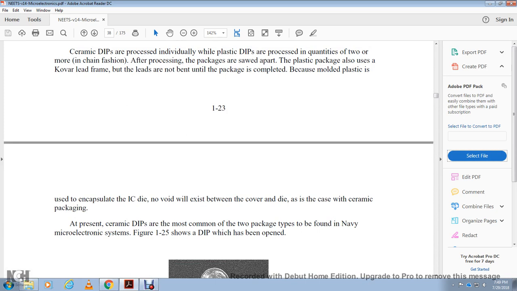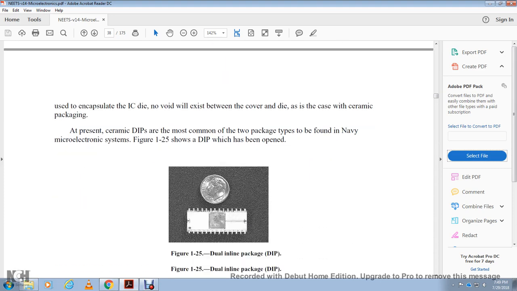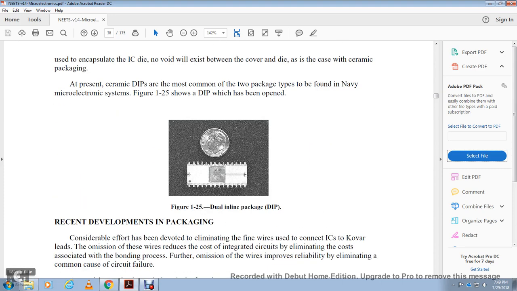The two package types found in the Navy Microelectronic, figure 125, show the dual inline package, which has been opened. The dimensions and shape of the dual inline package, and the basic development of the inline package.